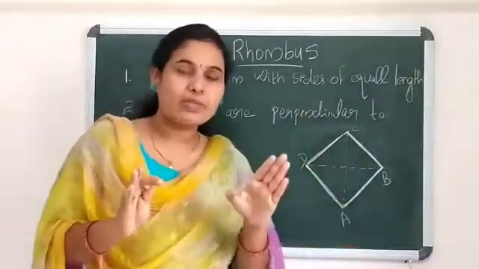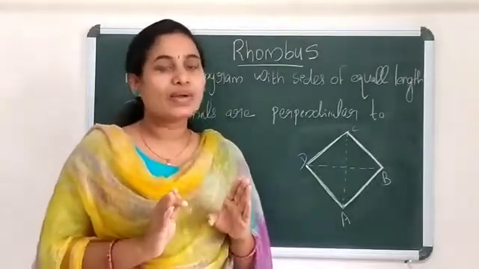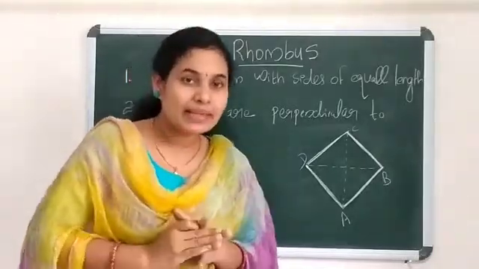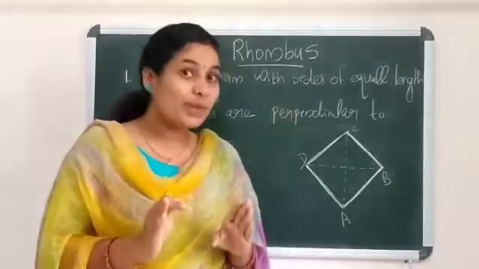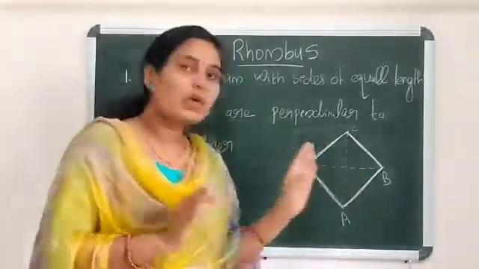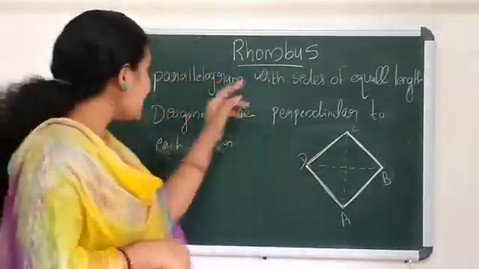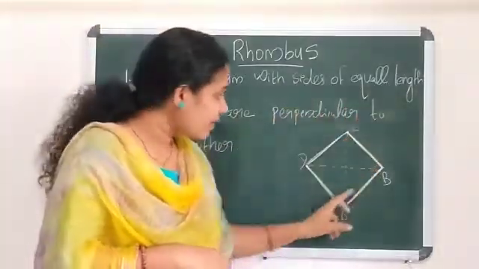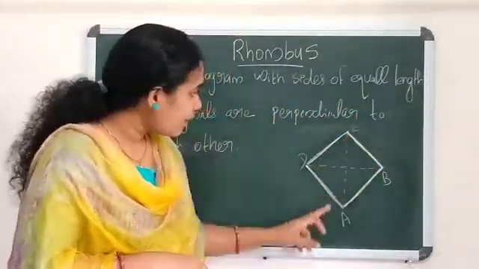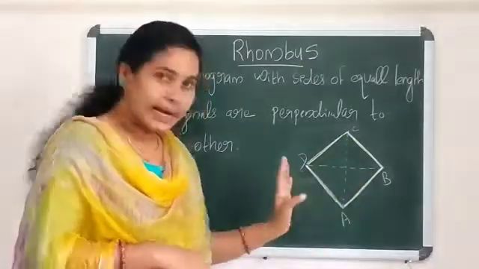So, all properties of a parallelogram are satisfied by a rhombus also. What are the properties of a parallelogram? Opposite sides are equal, opposite angles are equal, adjacent angles are supplementary, diagonals bisect each other. Those properties are satisfied by a rhombus also. Now, what are the extra properties for a rhombus? It is a parallelogram with all sides of equal length, that is AB equal to BC equal to CD equal to AD.